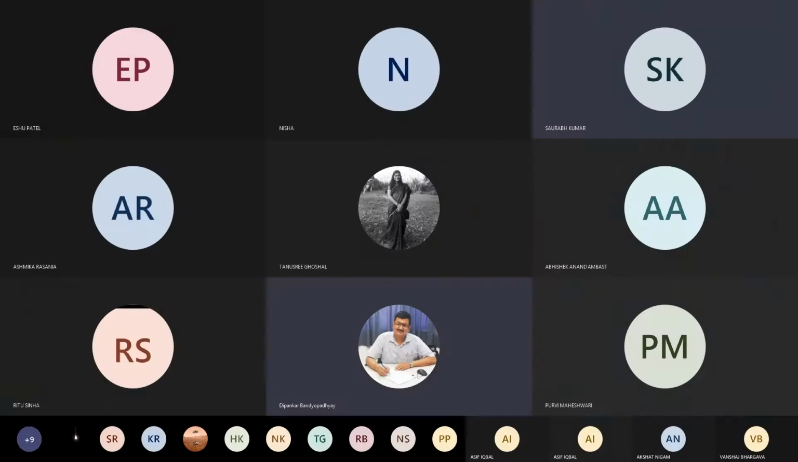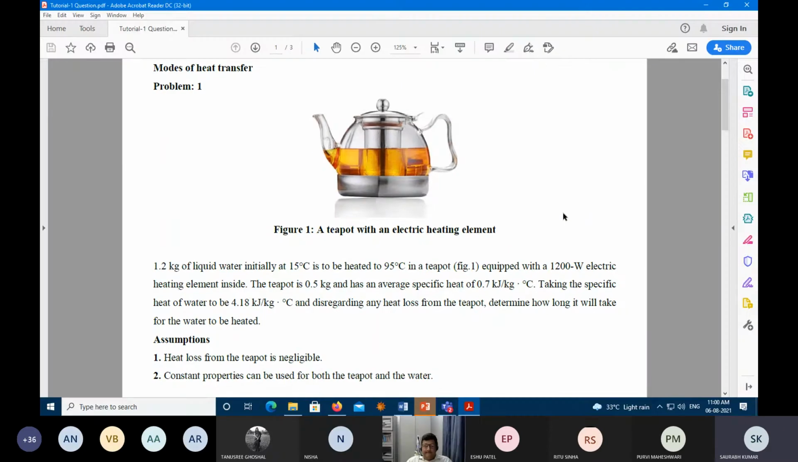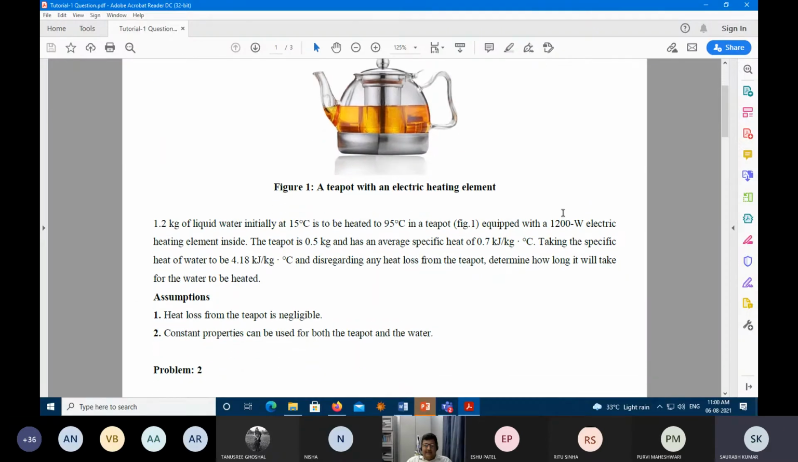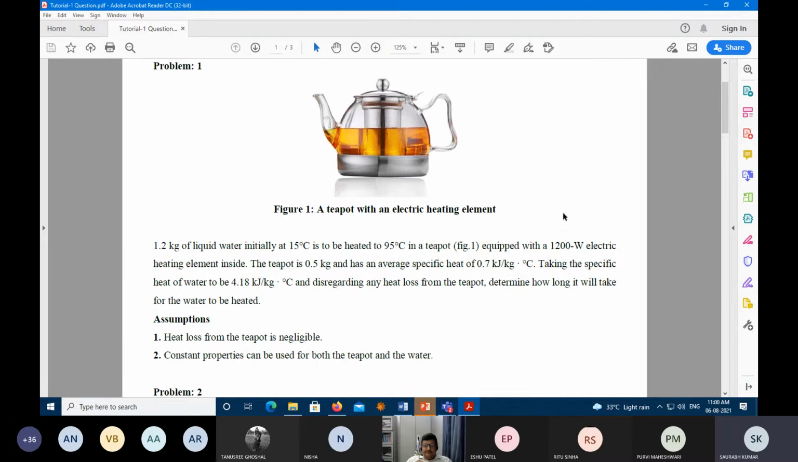Heated. Assumptions: heat loss from the teapot is negligible. Constant properties can be used for both the teapot and the water.